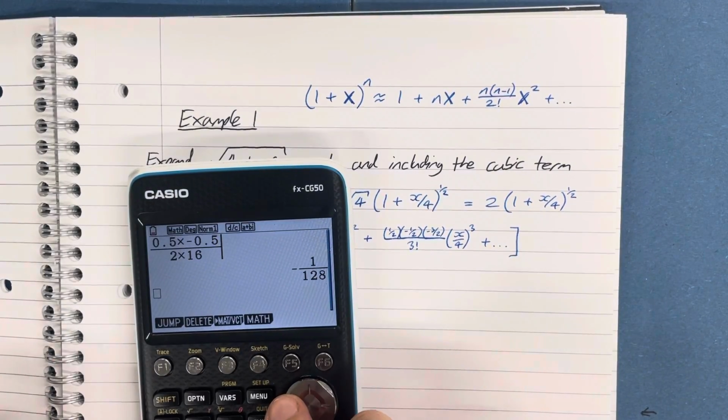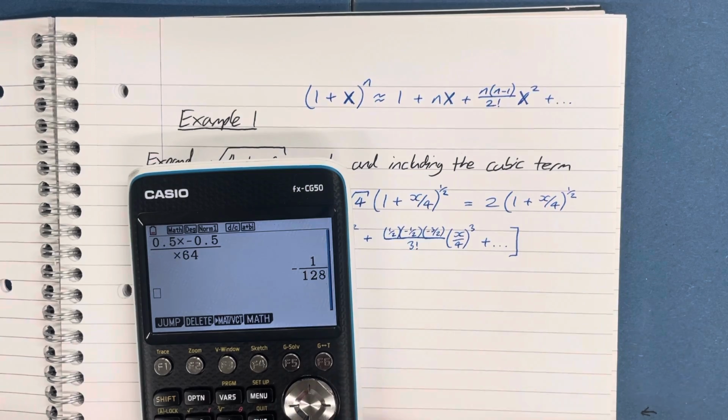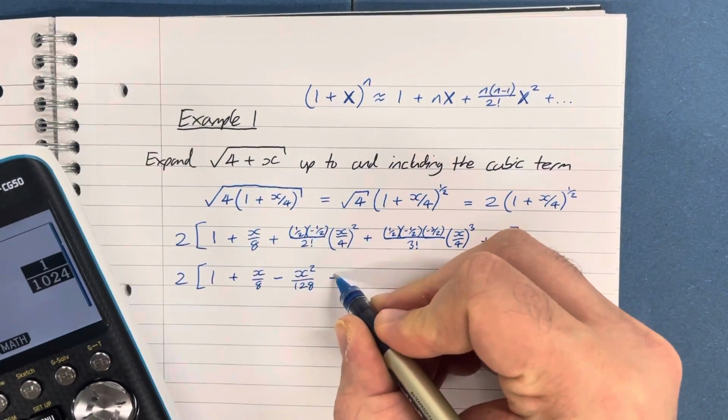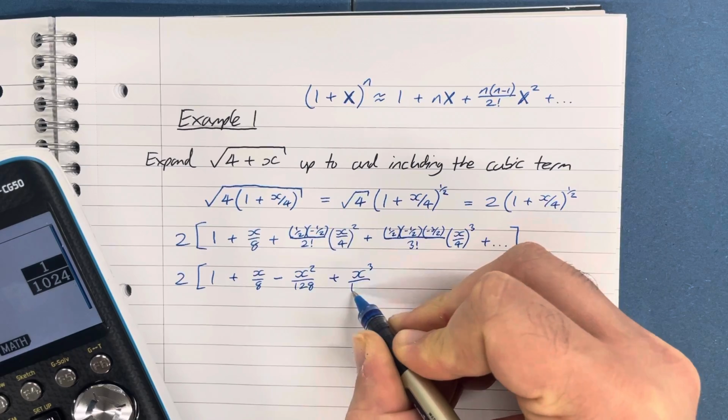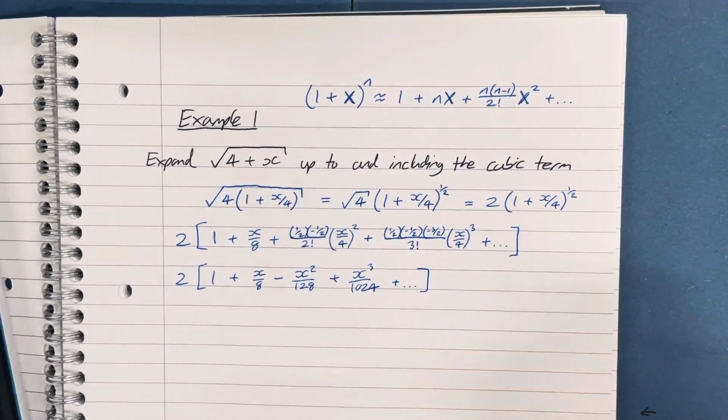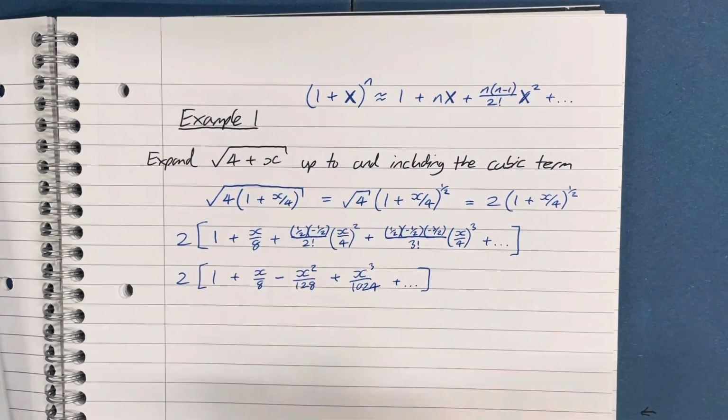And then I can modify this top one here. That's now going to be 4 cubed. That's 3 factorial, so that's 6. And I also need to times the top by an extra term, which is n minus 2. And that gives me 1024th. So I get plus x cubed on 1024, dot, dot, dot. So up to the cubic term then, I can now bring the 2 in.